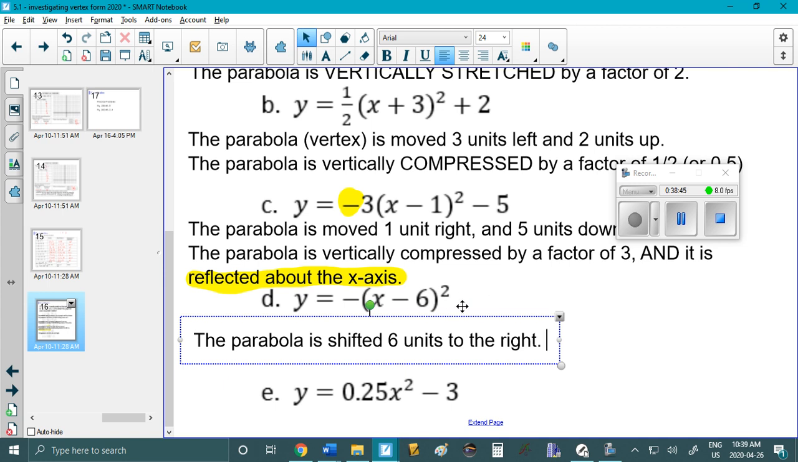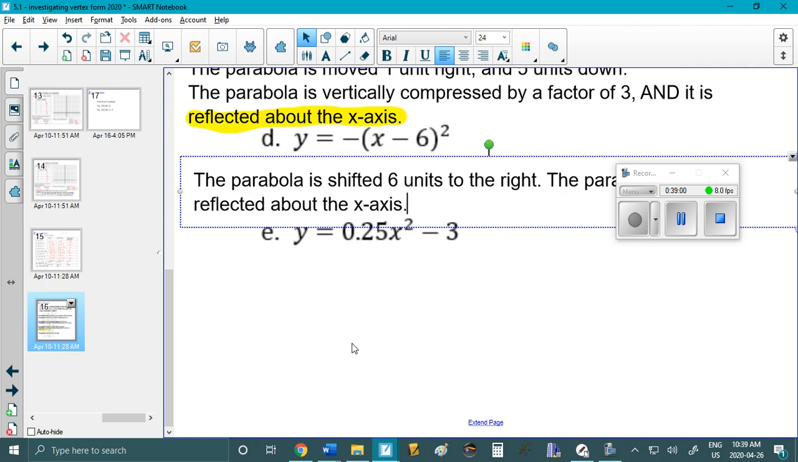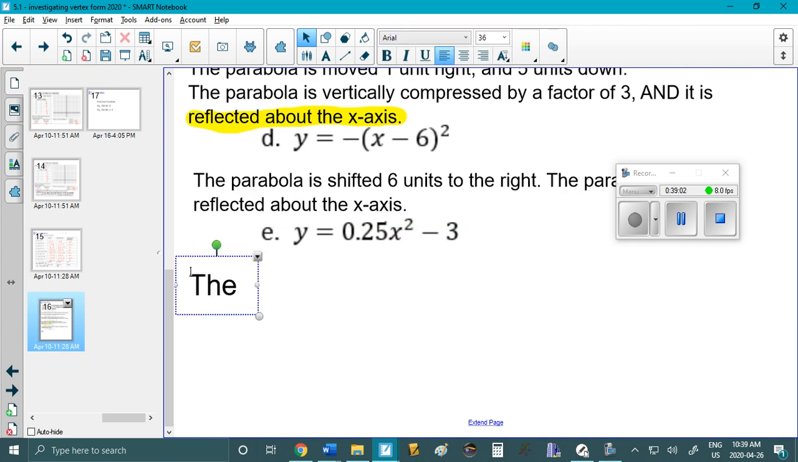We don't have anything at the end, so that means it hasn't moved up or down. The a value is -1, so it hasn't been stretched or compressed, but the parabola has been reflected about the x-axis.